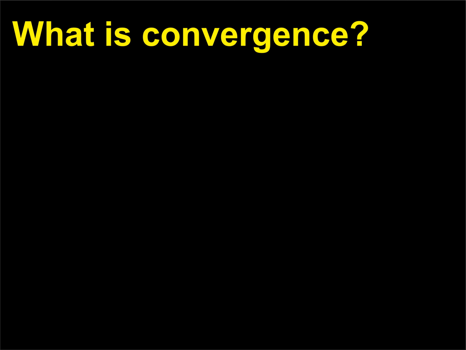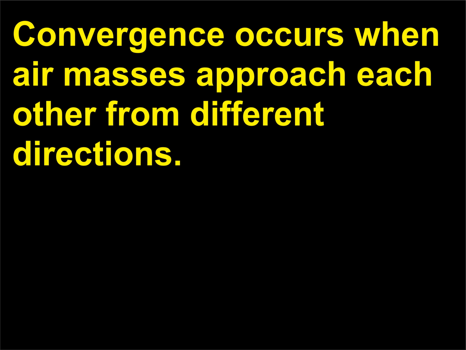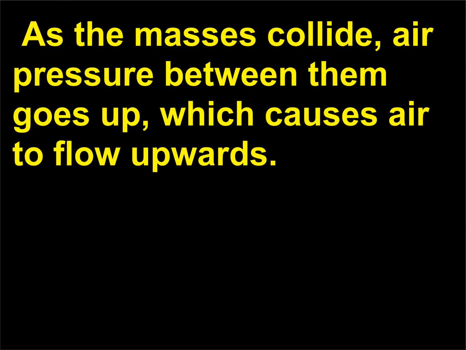What is convergence? Convergence occurs when air masses approach each other from different directions. As the masses collide, air pressure between them goes up, which causes air to flow upwards.